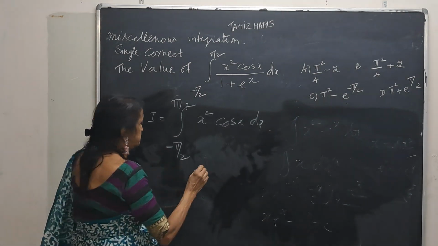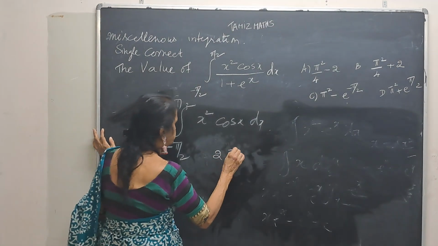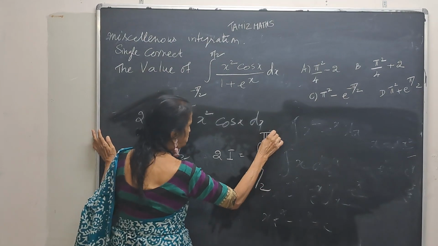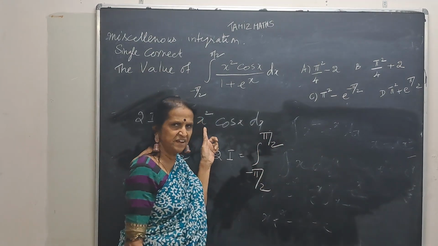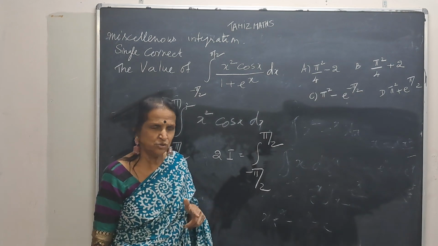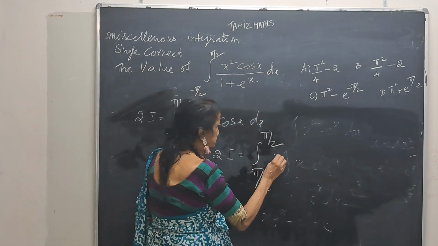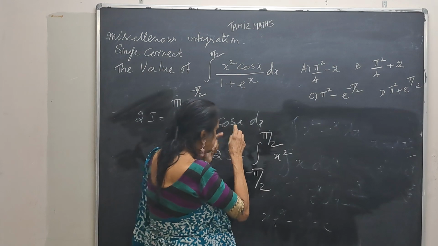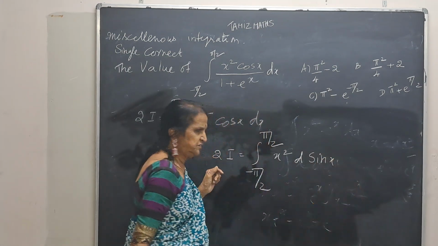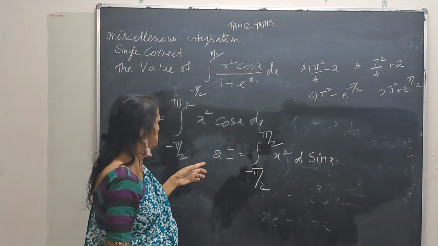Now how do I write it? 2I is equal to integral from minus pi by 2 to pi by 2. Hooray! Can I write x square as d of x cube by 3? No. You should not do that. Then how will I write it? What is cos x? Differential of sin x. Derivative of sin x is cos x. So this will be now.